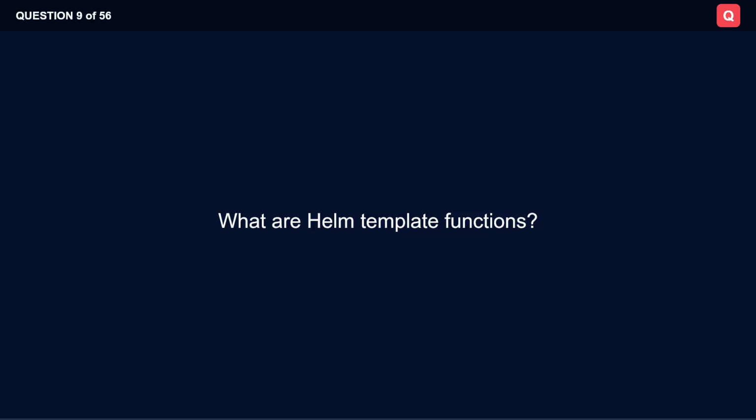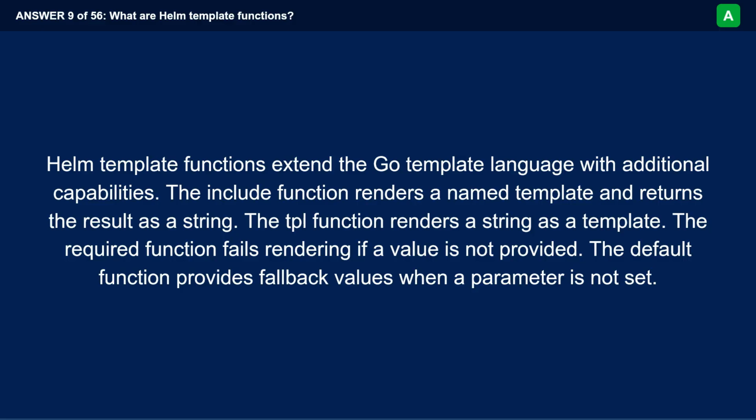What are Helm template functions? Helm template functions extend the Go template language with additional capabilities. The include function renders a named template and returns the result as a string. The tpl function renders a string as a template. The required function fails rendering if a value is not provided. The default function provides fallback values when a parameter is not set.